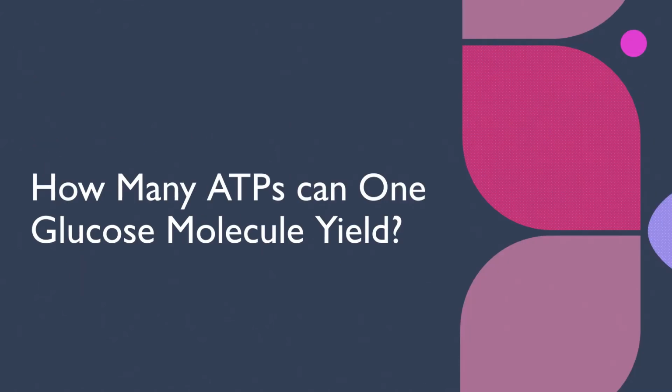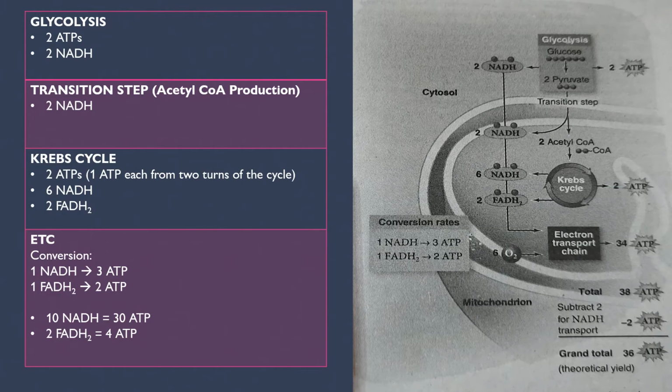So at this point, we will try to account for all the ATPs that are produced in the whole cellular respiration. So the question is, how many ATPs can one glucose molecule yield? Now here is an image which will show you the number of ATP, NADH, and FADH2 that are produced during the entire cellular respiration, and also the accompanying table for summary. So let's discuss it one by one.